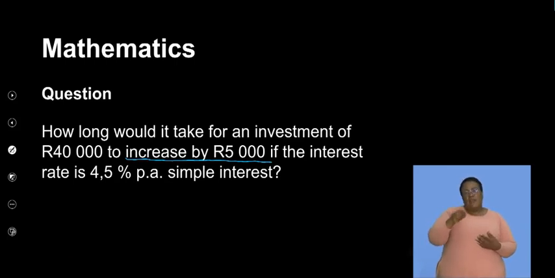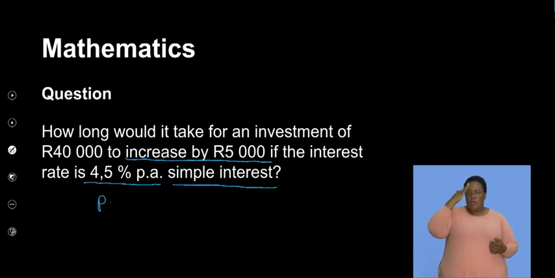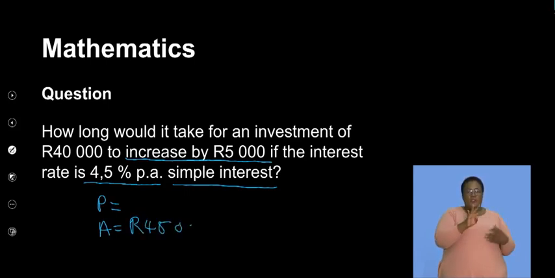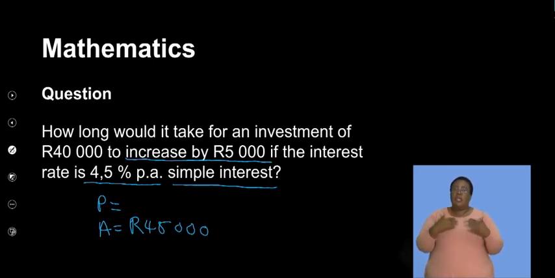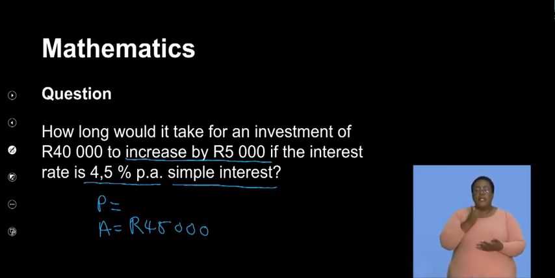That's what the increase by 5,000 means. And the interest that was given to you was 4.5% per annum, and this was on a simple interest basis. So already I know that my P will be given there, but the big idea here will be the A value, which must be the 45,000, and then you can start calculating from there. So please make sure that you understand that.